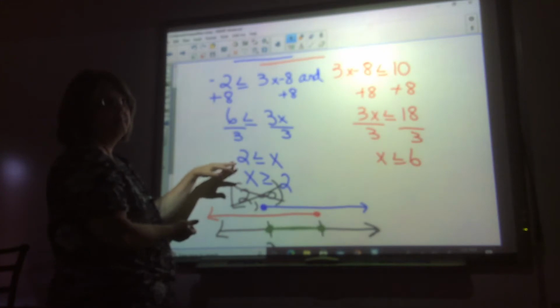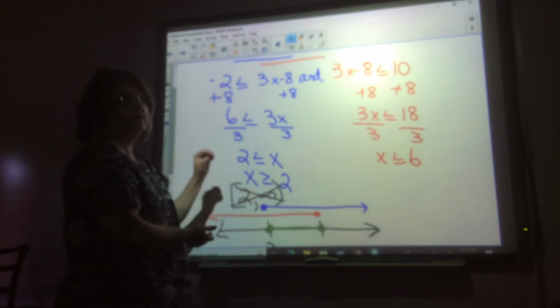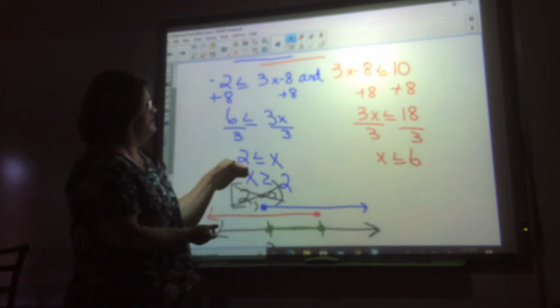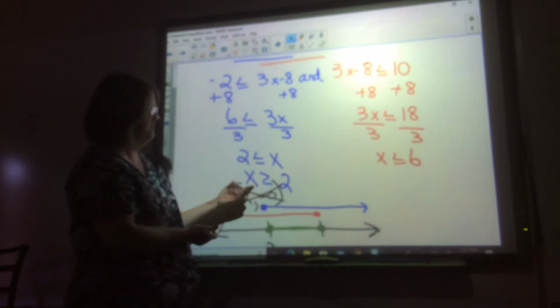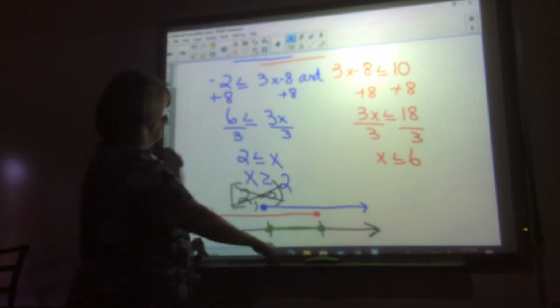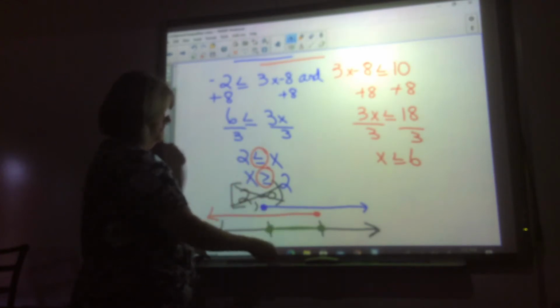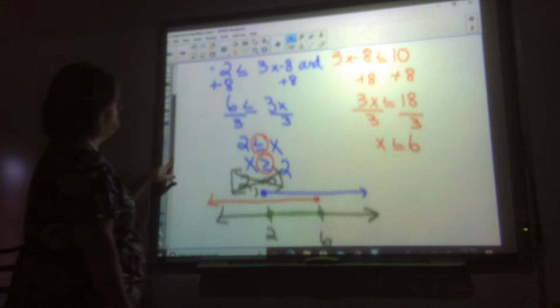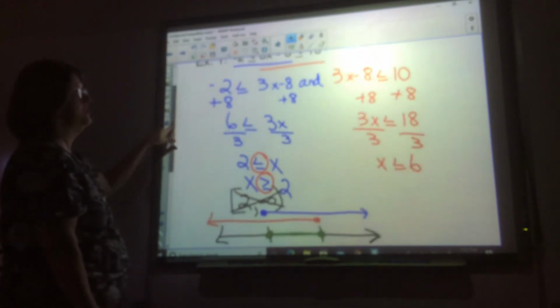I'm going through that part quickly because we should know how to solve an inequality by now. I want to get down to the answer. So we have 2 is less than or equal to x. Remember, we want the variable on the left, so we put the variable on the left, and that means that we need to change the inequality sign. Let's do this part, and then we'll get to the graph.